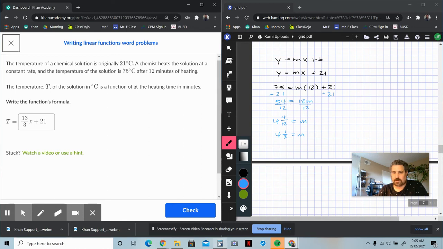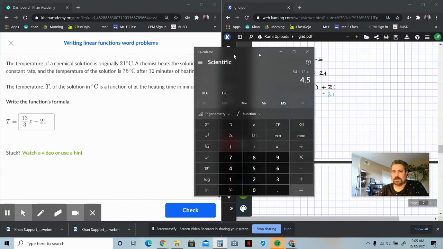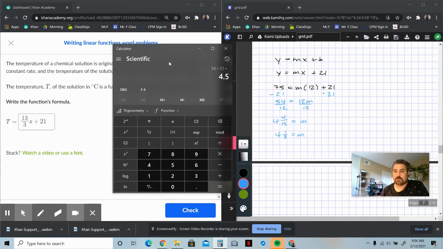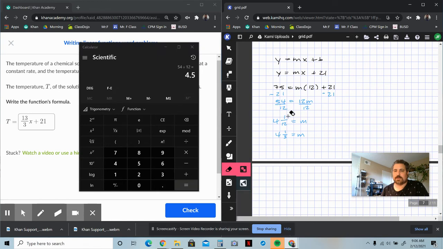54 divided by 12. What is 54 divided by 12? Oh, it's 4.5. Silly me. The good thing is I checked my answer, right? So anyways, you can go in here and check your answer, and we can see that 54 divided by 12, 12 times 4 is 48, but 48 to 54 is 6. Oh, so it's not 4/12, it's 6/12. Silly me. All right, so that's going to be 1/2. Good thing I checked, huh?